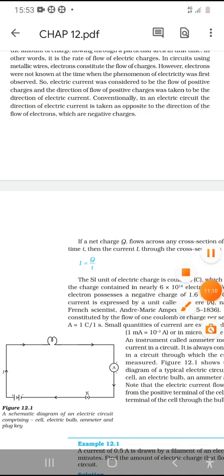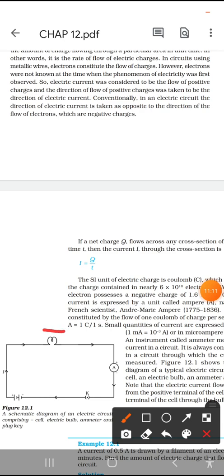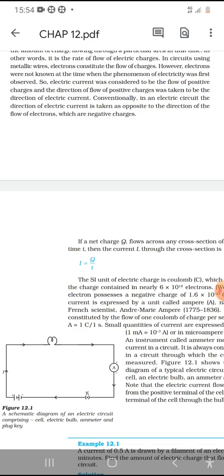So this is the bulb, this is the ammeter, this is the plug key. In the on position, this is a battery of 2 cells, and here the current is going as shown here, I. So here the ammeter is used to measure the electric current.